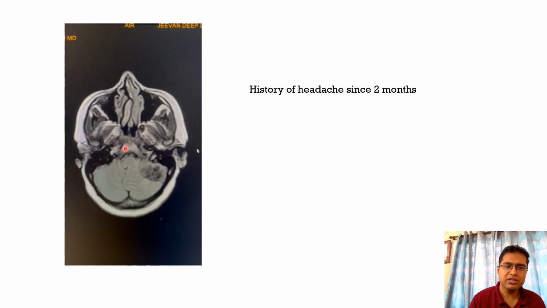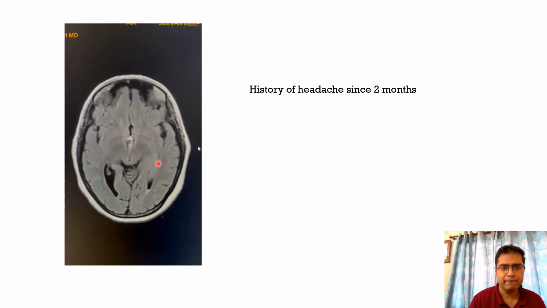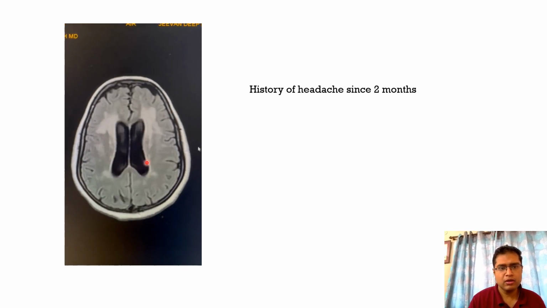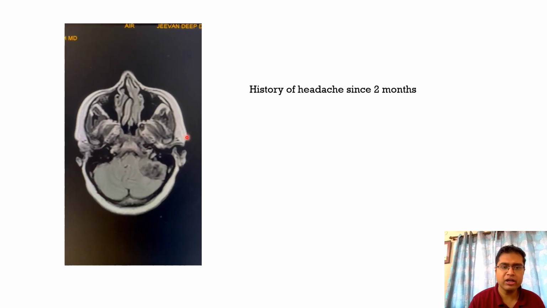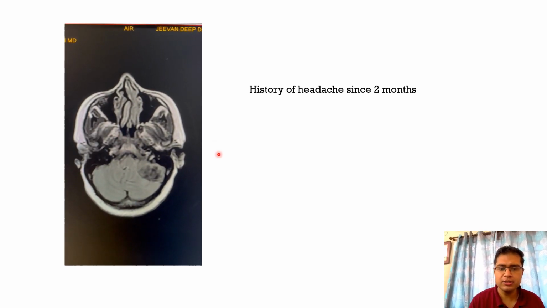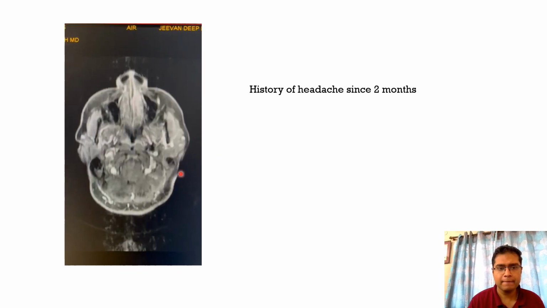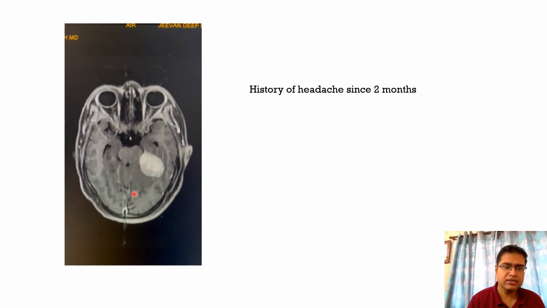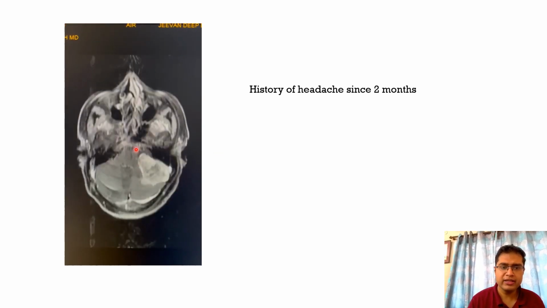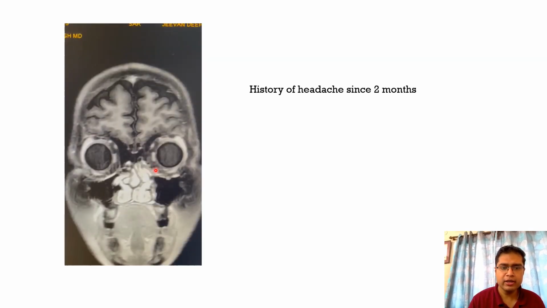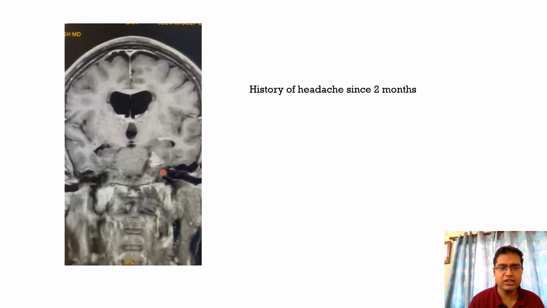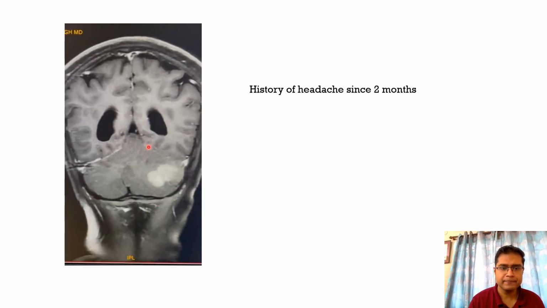This is the FLAIR images, where we can see that there is mild hydrocephalus with transependymal periventricular edema along with some chronic ischemic changes. This is the T1 post-contrast image, where we can see that there is a broad dural-based lesion which is lobulated in the left CP angle, which shows intense post-contrast enhancement.